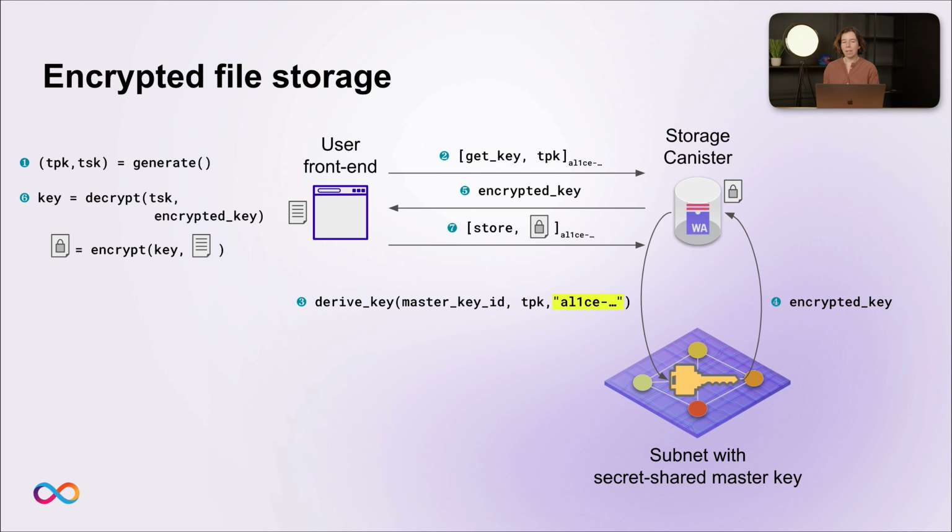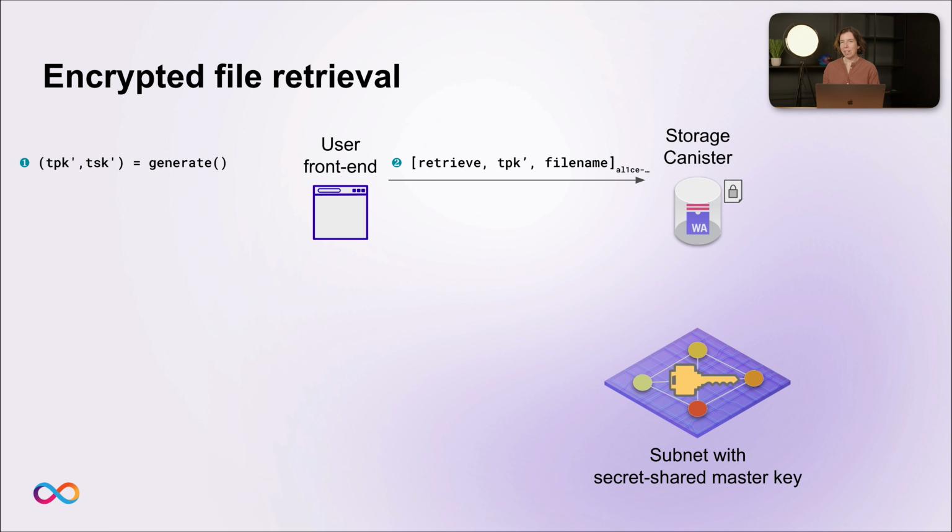What might you like to do with it later? You might want to actually get that file back and decrypt it. So in that case, the same flow follows again. You generate a new transport key pair. In this case, as I said before, they are ephemeral. So every time you want to retrieve an encrypted derived key, you will need to send a transport public key. So in this case, this is at some point later in time when Alice wants to retrieve her encrypted file from the storage canister.